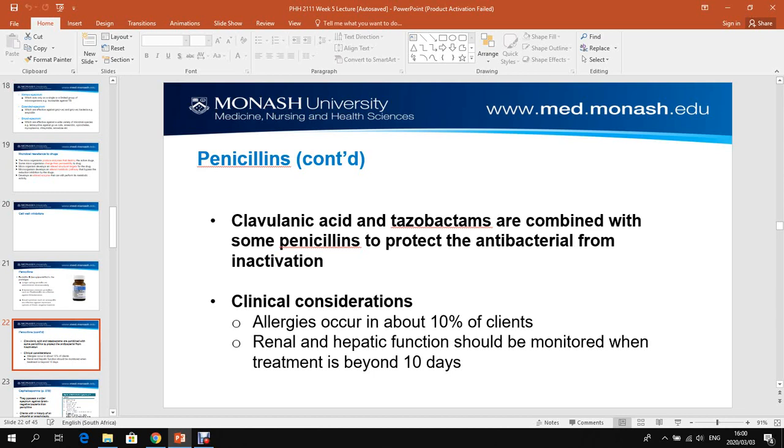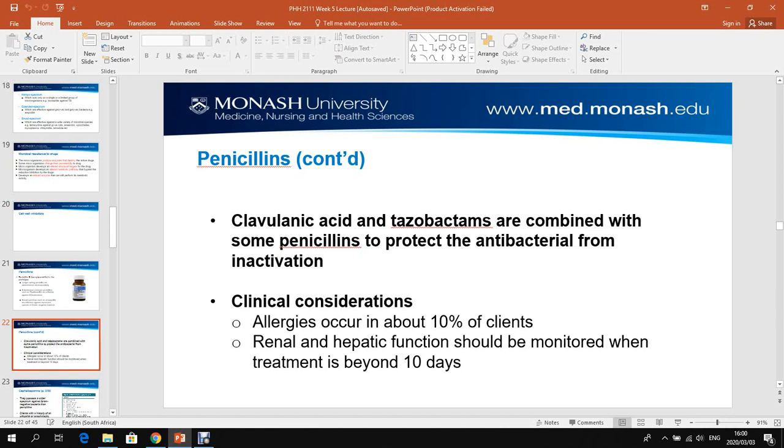These drugs are combined with penicillins in order to prevent drug resistance. As you know, penicillins are broad spectrum, and in order to prevent drug resistance development, you can combine penicillin with either clavulanic acid or tazobactam, and that will prevent the inactivation of such drugs.